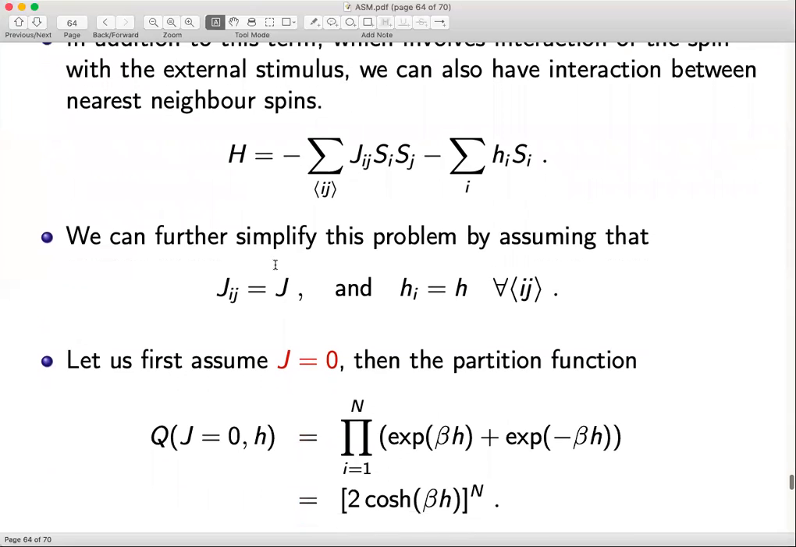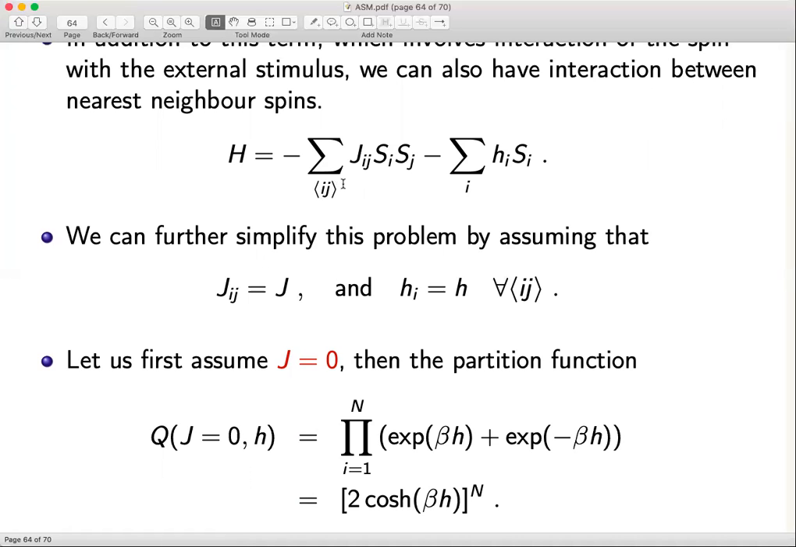Fine. So a simple model, therefore, would be to take Jij to be independent of lattice site and Hi to be independent of lattice site. That's like saying that you have a uniform magnetic field, and this is true, of course, for all nearest neighbors. So the interaction is still of nearest neighbors, but the interaction strength is independent of which nearest neighbors you look at.